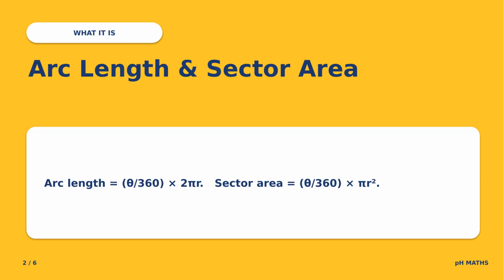Definition: arc length equals theta over 360 times 2 pi r. Sector area equals theta over 360 times pi r squared. Theta is the central angle of the sector in degrees. R is the radius. Two formulae, same structure, a fraction of the whole circle.